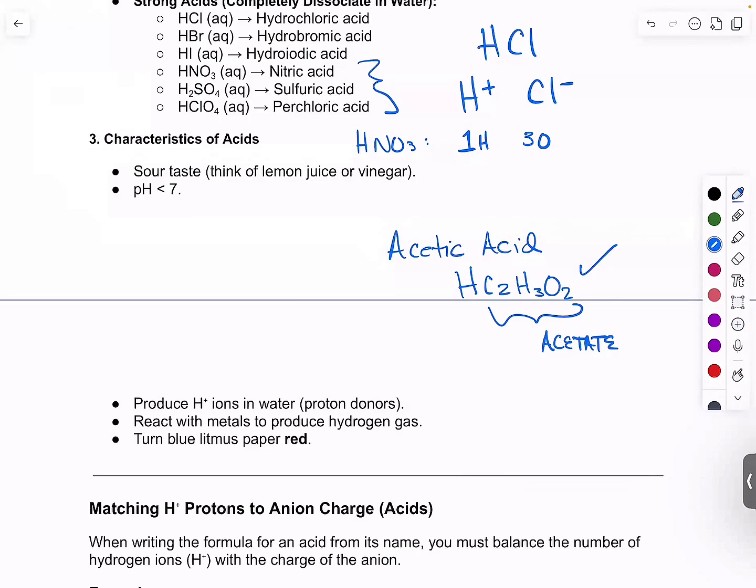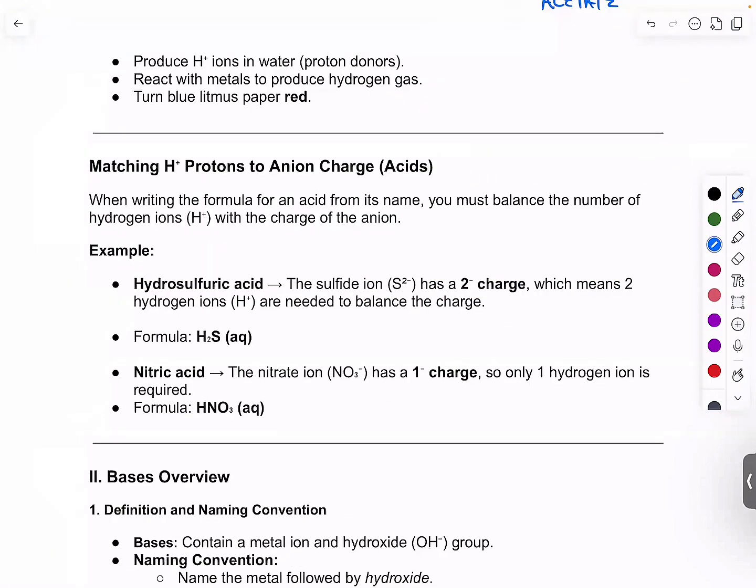And again, we do produce the hydrogen ions in water, and they do react with metals to produce hydrogen gas. So you might see those types of reactions in your chemistry problems. And matching your protons: when it comes to determining the formula, once you identify it as a binary or the oxyacid, you choose your anion, and based on the charge of that anion, you just tack on the number of hydrogen ions that are necessary.